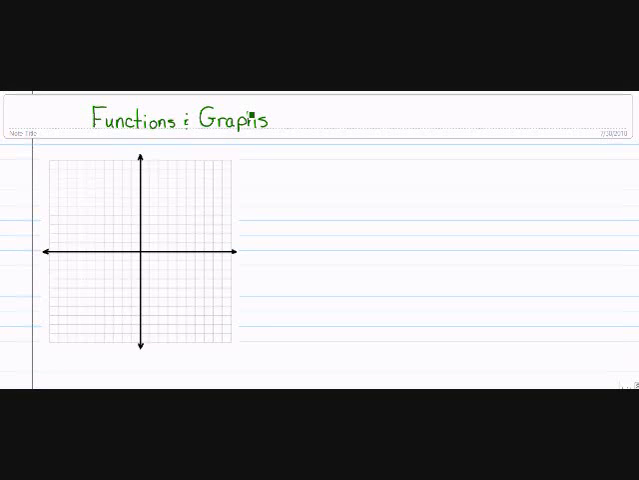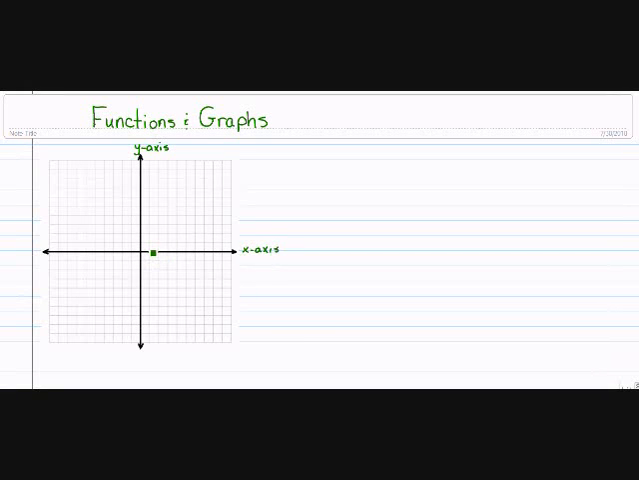Welcome to functions and graphs. Let's first talk about the parts of a graph. This line here, going up and down, is called your y-axis. This line going across is called your x-axis.